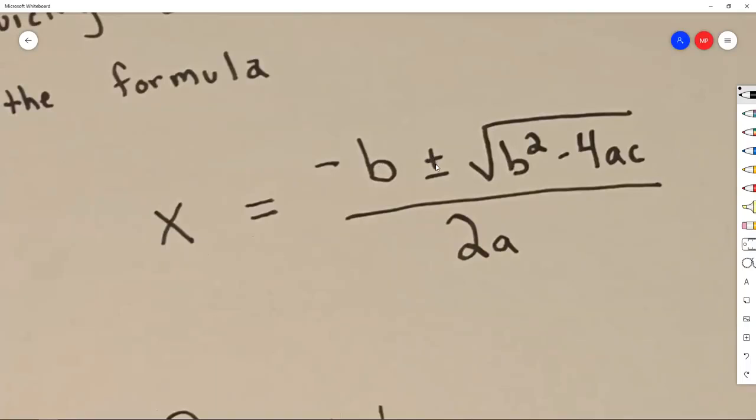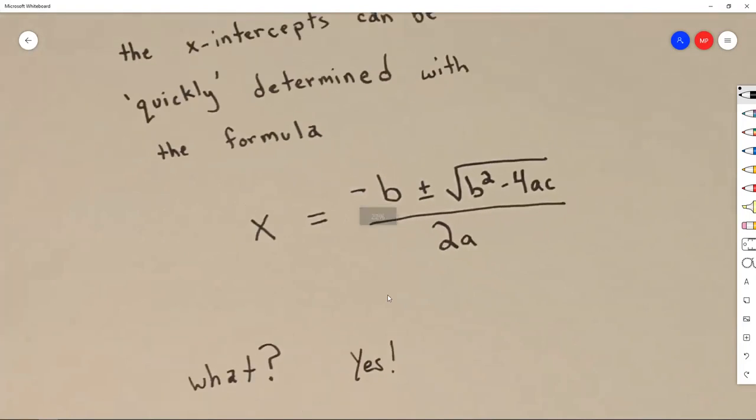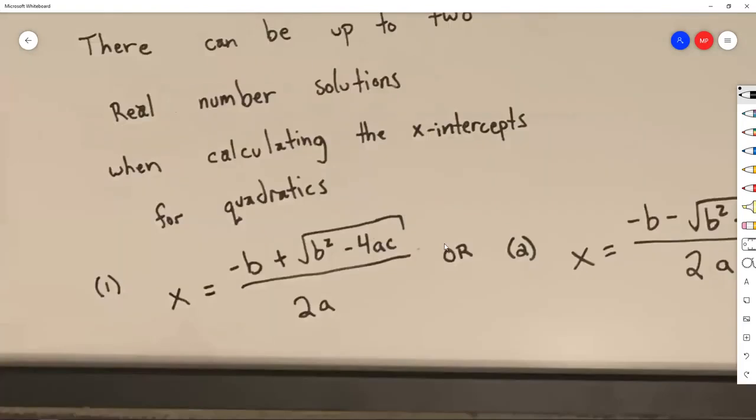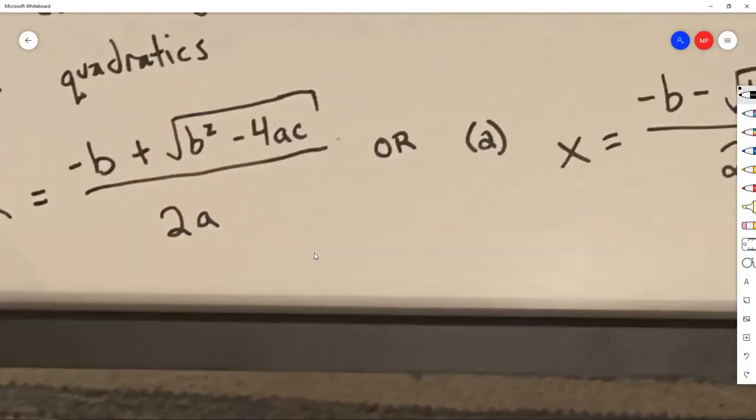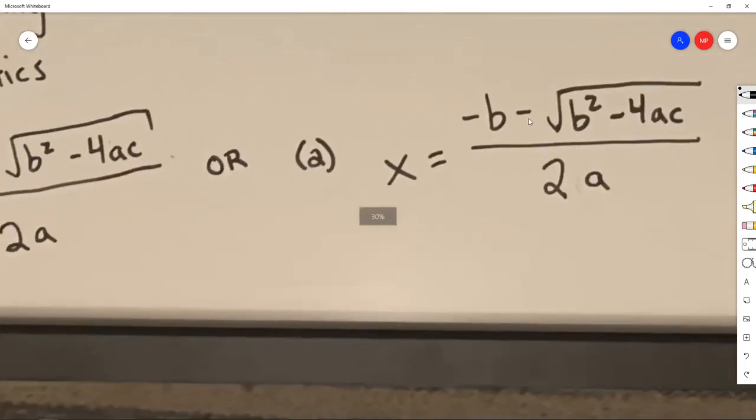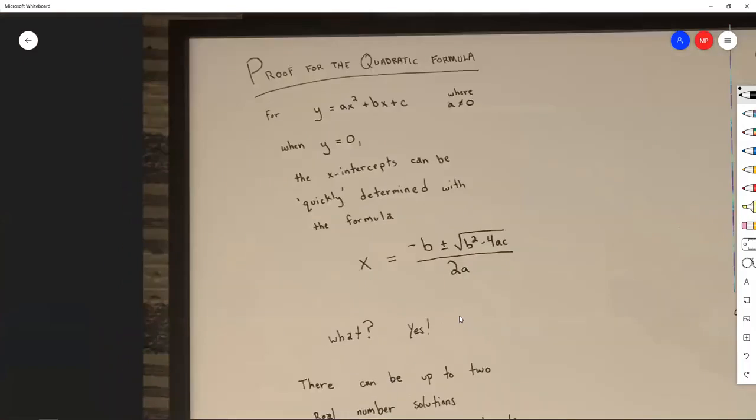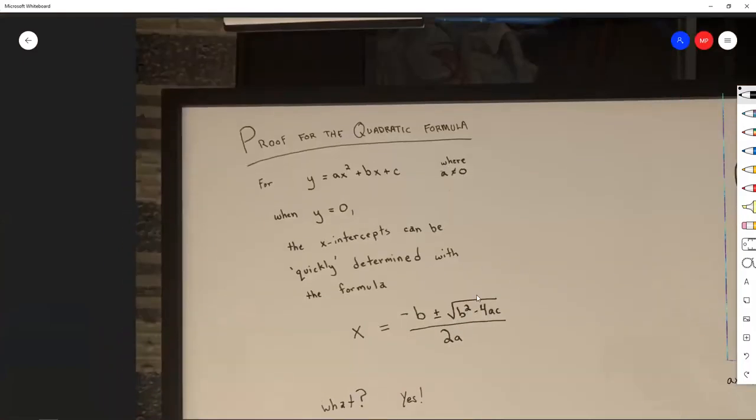Then also notice this weird symbol right here. It's a plus or a minus, which means mathematicians jammed two answers together. Here's one of them, a plus. Here's the other one, the minus. See the difference? Okay, so where does this come from and what am I talking about?